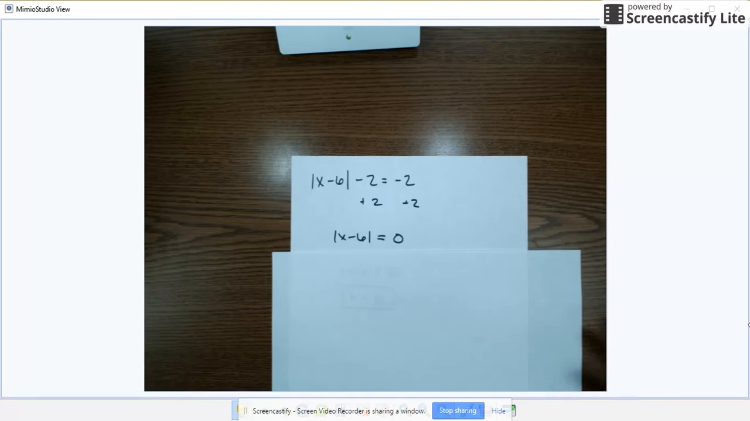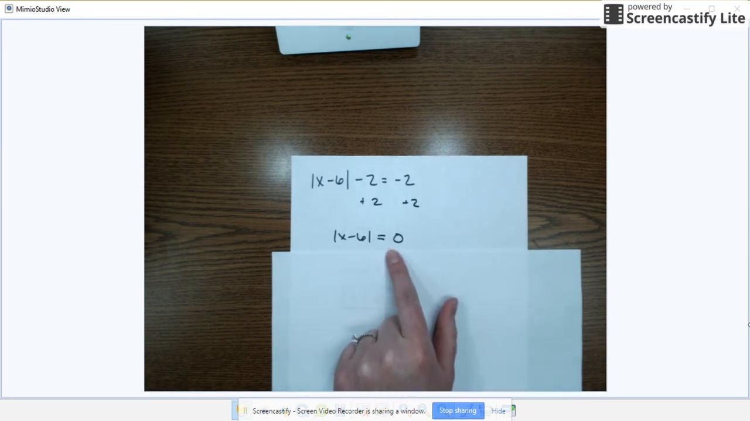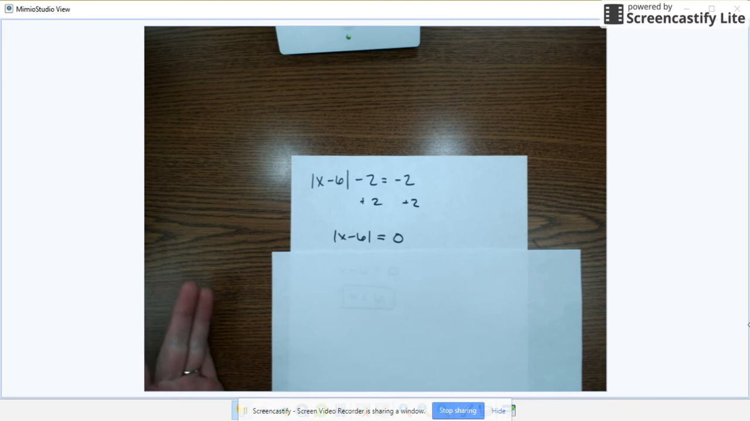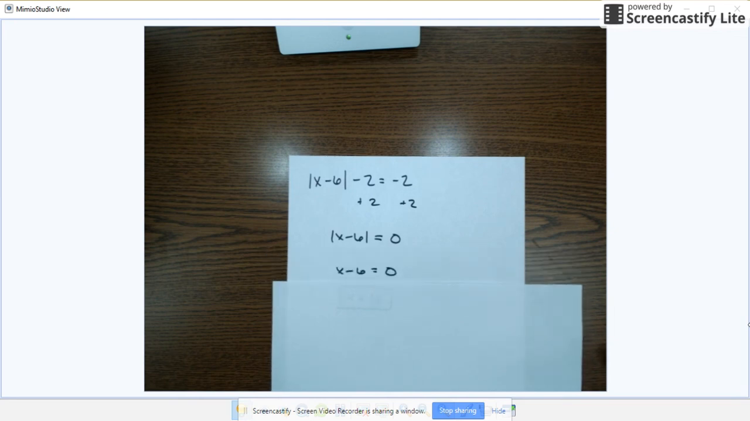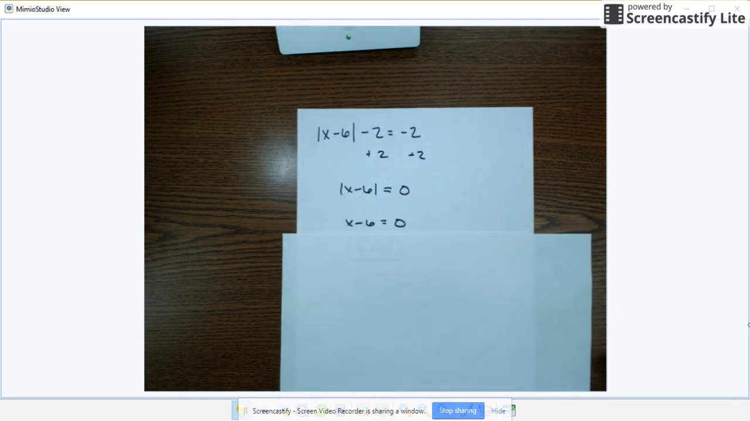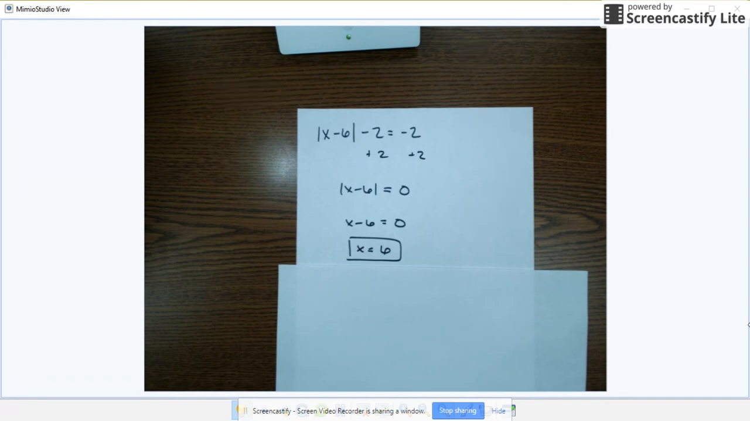Now, here's your one time that you won't have two answers. We generally, at this moment in time, write our two equations, one with a positive answer, one with a negative. You cannot have positive 0 and negative 0. So your only equation would be x minus 6 equals 0. So you have one solution of x equals 6.